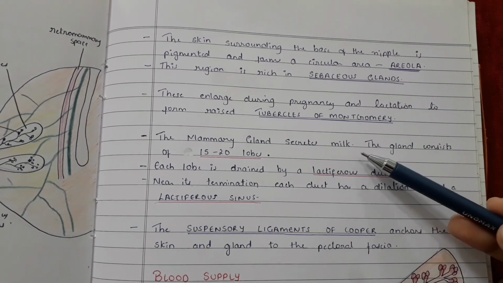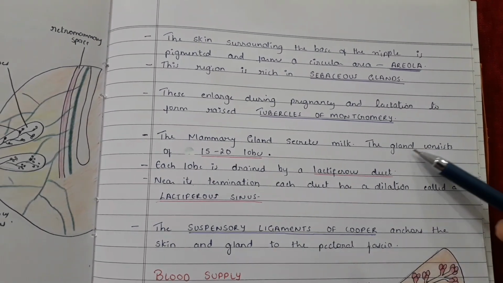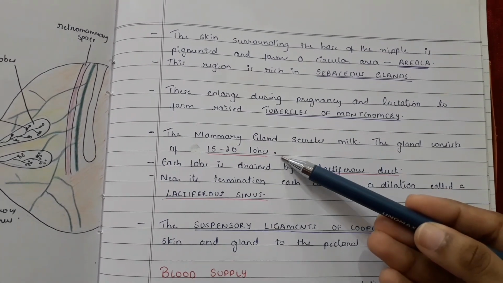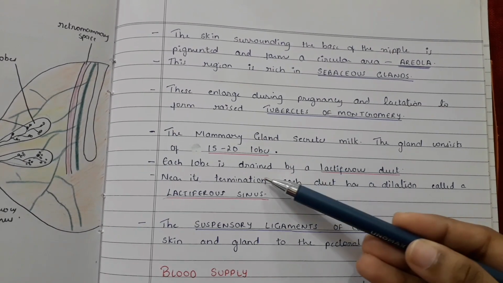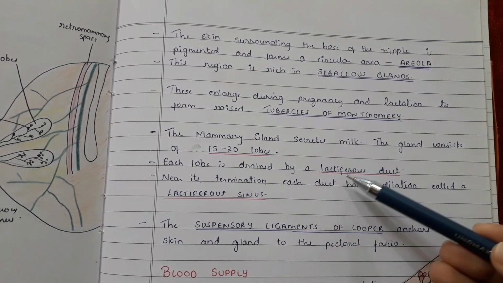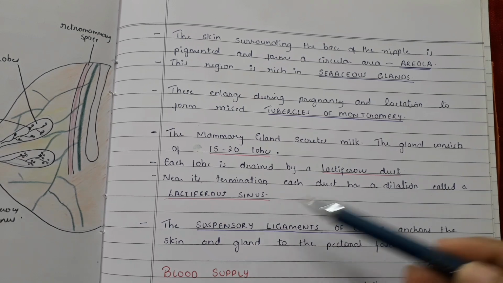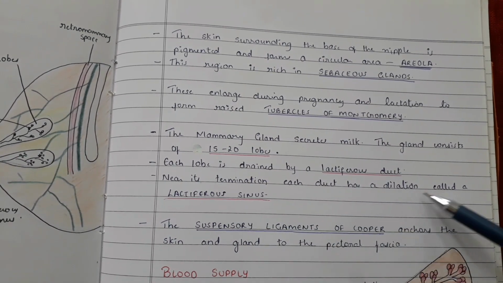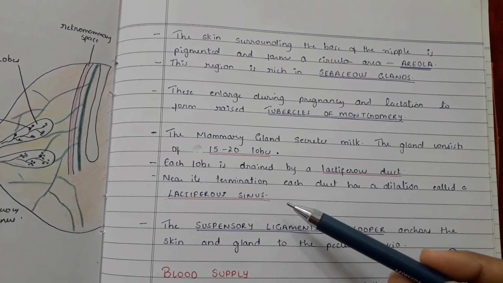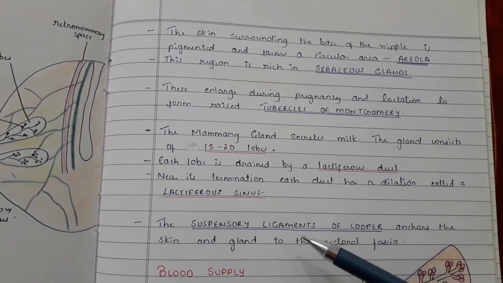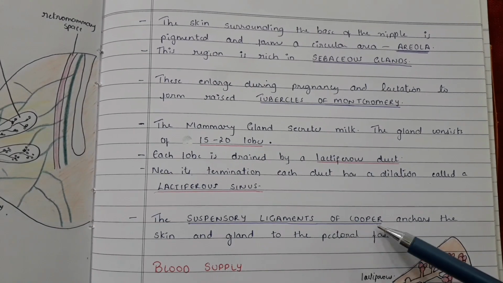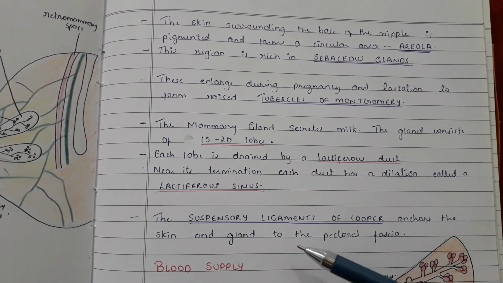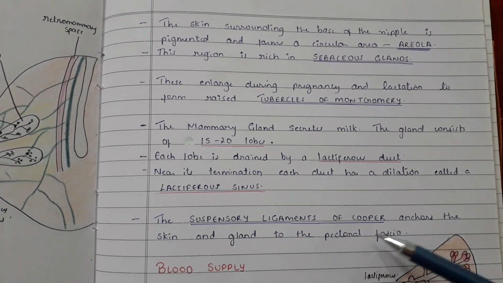The mammary gland secretes milk. The gland consists of about 15 to 20 lobes. Each lobe is drained by a lactiferous duct. Near its termination, each duct has a dilation called the lactiferous sinus. The suspensory ligaments of Cooper anchor the skin and gland to the pectoral fascia.